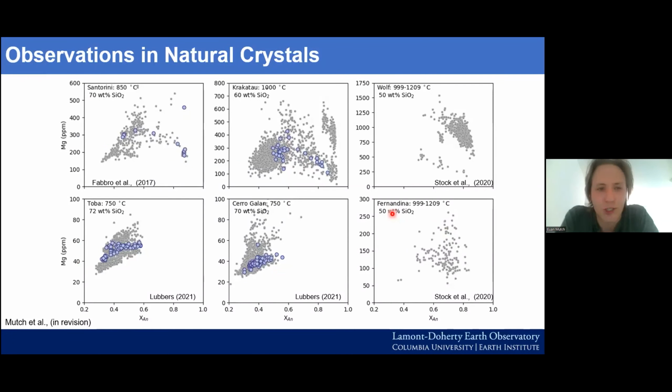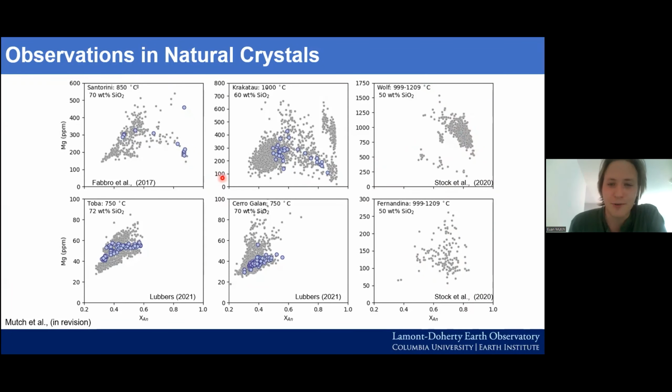So now we actually jump over to looking at natural crystals, or natural systems that weren't included in our calibration, and some interesting things start to emerge. So we chose some samples from silicic systems like Toba, Serrigolan, Santorini, as well as intermediate systems like Krakatoa, and mafic systems like Wolf Volcano and Fernandina from the Galapagos. And so the interesting thing is, in a lot of silicic systems, we often see this positive correlation between anorthite content and magnesium. In basaltic systems, generally we start seeing negative correlations.